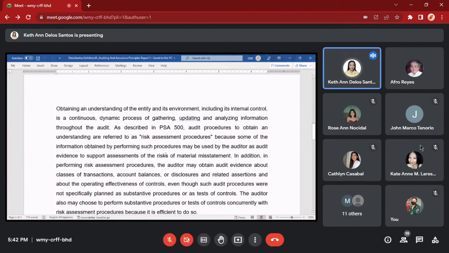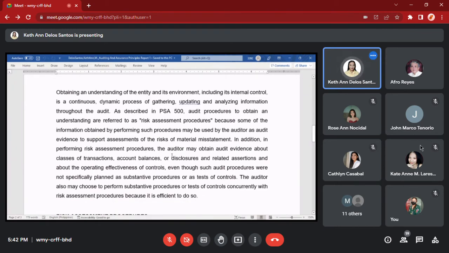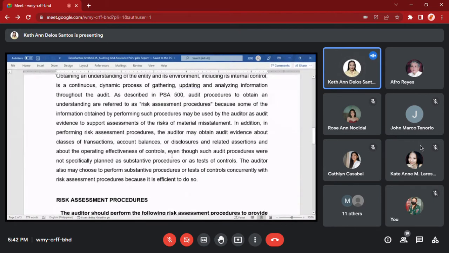In addition, in performing risk assessment procedures, the auditor may obtain audit evidence about the classes of transaction, account balances, or disclosures as related assertions, and about the operating effectiveness of control, even though such audit procedures were not specifically planned as substantive procedure or a test of control. So parang ina-assess ng procedure na to na makakakuha ng evidence, parang ina-examine niya yung transaction, account balances, and disclosure na meron sa isang entity.